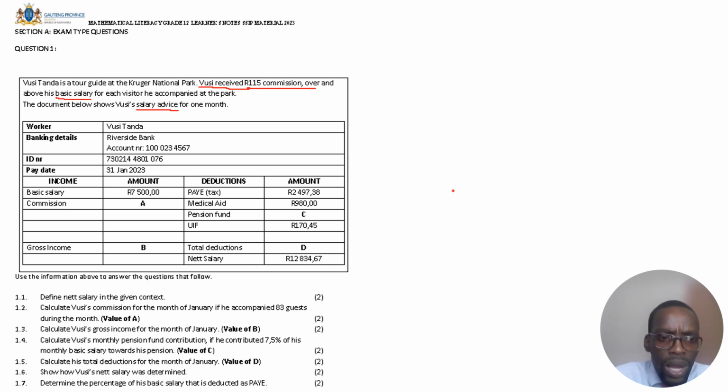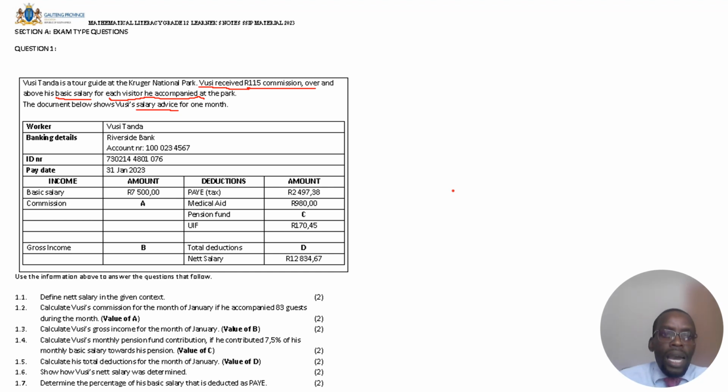Okay, and this 115 is charged for each visitor he accompanies at the park. So this is what is happening with Vutsitanda. Vutsitanda is working at a national park, which is the Kruger National Park. Okay, and he is probably a tour guide there. According to this question, he is a tour guide. So he's going to be earning two incomes. He has what is called the basic salary, and then over and above the basic salary, Vutsitanda is going to be getting 115 rands commission per each visitor that he assists as a tour guide.